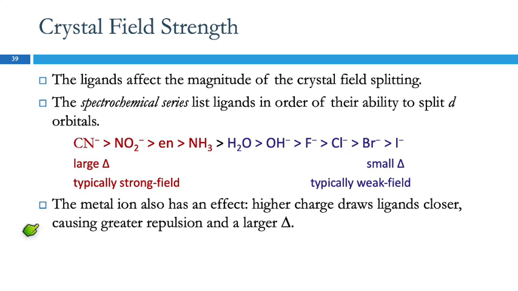Now, the metal ion also has an effect. If it has a higher charge, it's going to pull the ligands in closer, and that's going to cause bigger splitting because it causes greater repulsion.